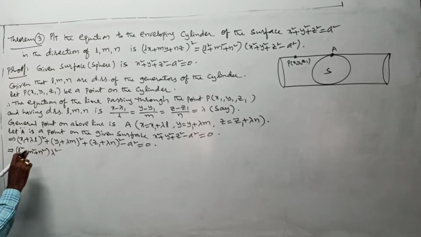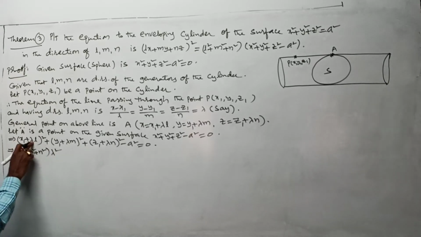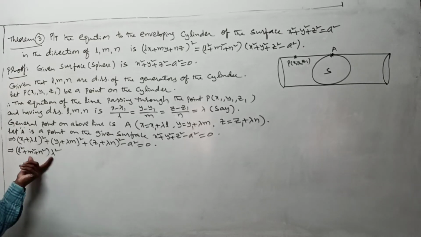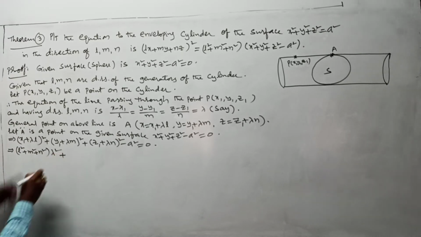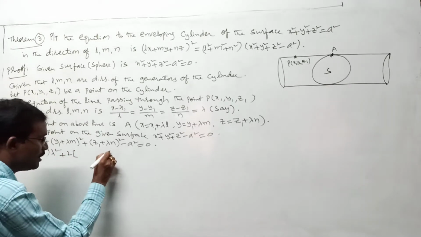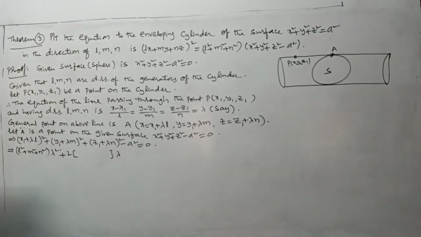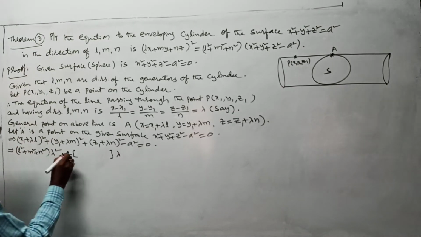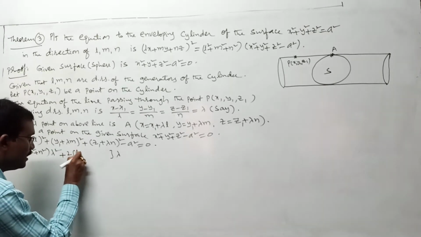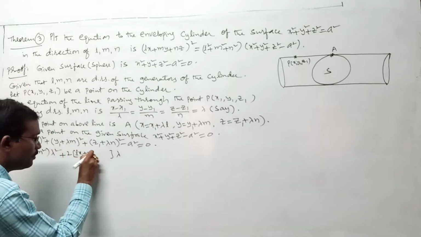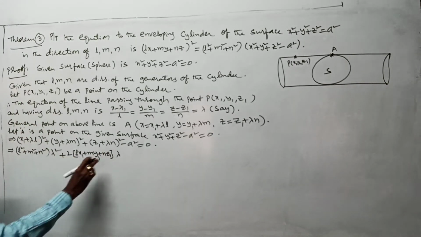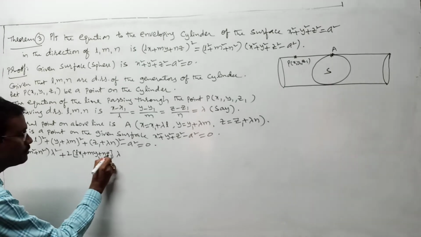Directly I am writing. If you have any difficulty, first expand according to (a plus b) whole square, then write the lambda square term, plus in this (a plus b) whole square the 2ab term gives the lambda term. There we are taking 2 common as well as lambda common. Now 2ab, what is it? x1 l or l x1, anyway you can write lx1 plus my1 plus nz1 into lambda. We took 2 common and lambda common, right?